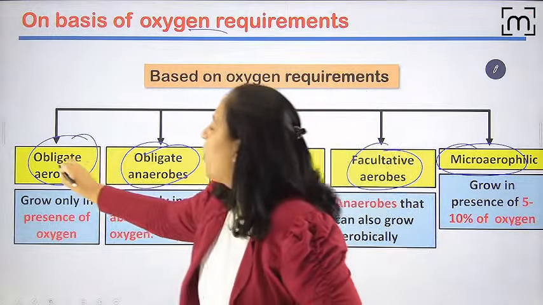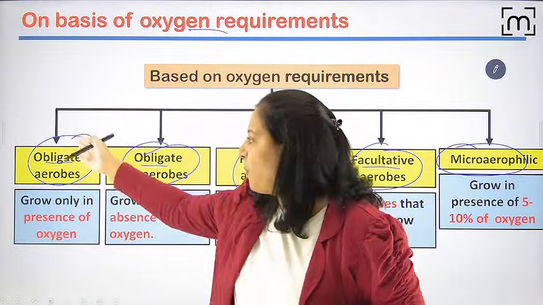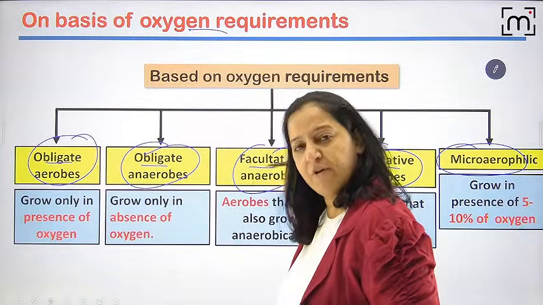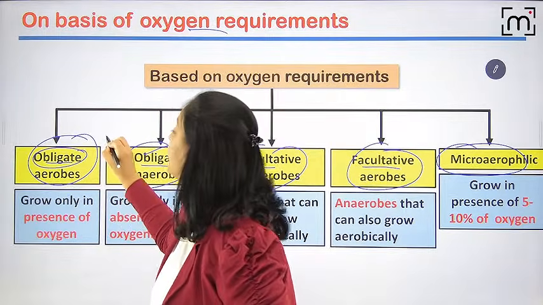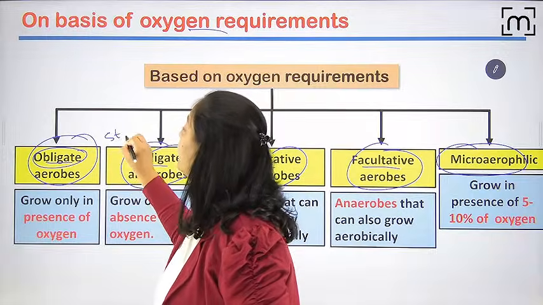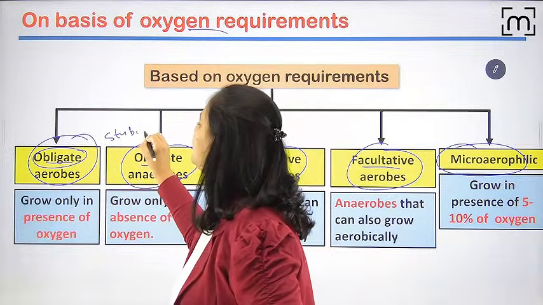But what do you mean by the terms obligate and facultative? Obligate aerobe, obligate anaerobe, facultative aerobe, facultative anaerobe. What is obligate and facultative? Obligate means disciplined. They are stubborn. Some people are very stubborn.